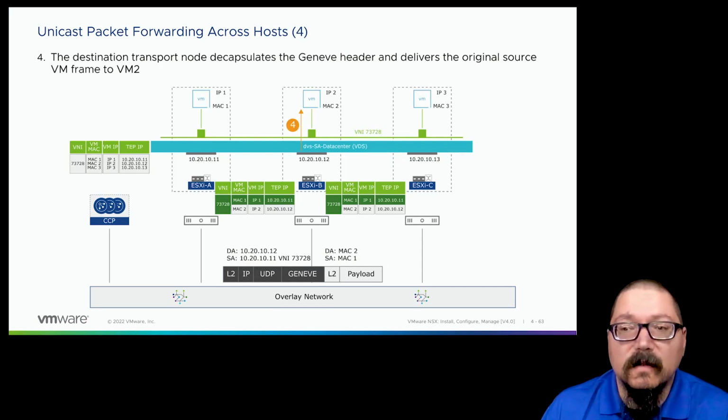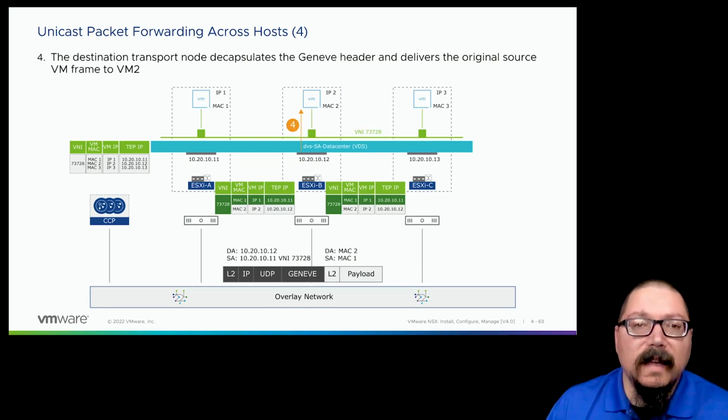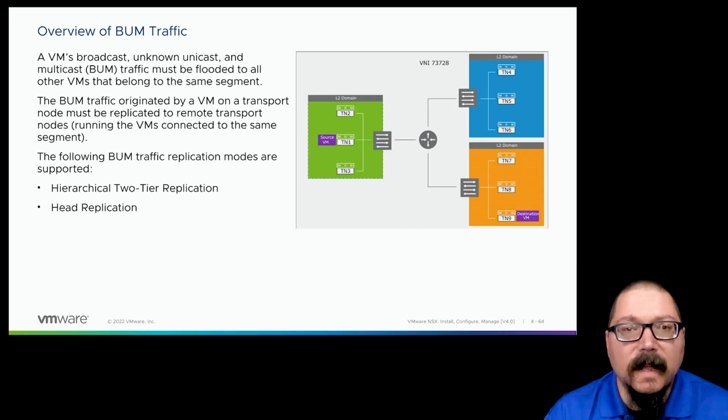All right, the destination virtual machine will receive that frame and off we go. That's how a packet, or a frame more precisely, flows through a Geneve overlay network.